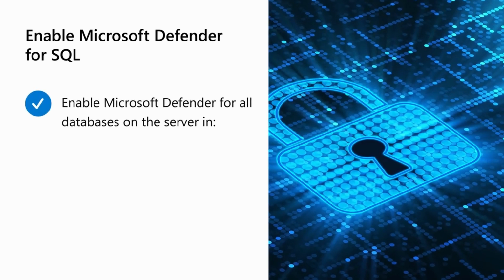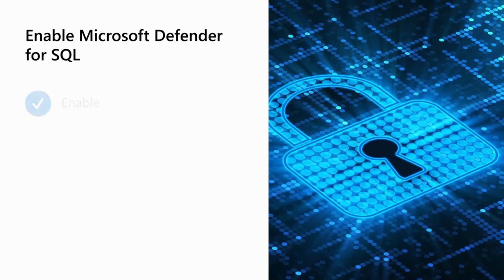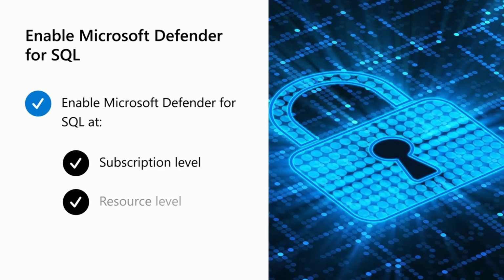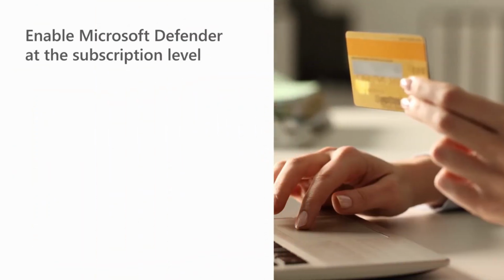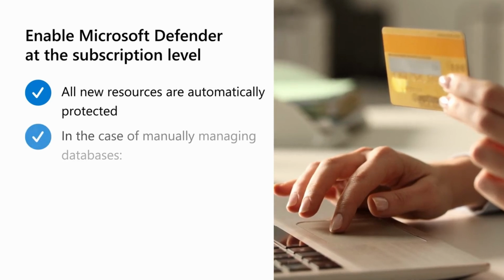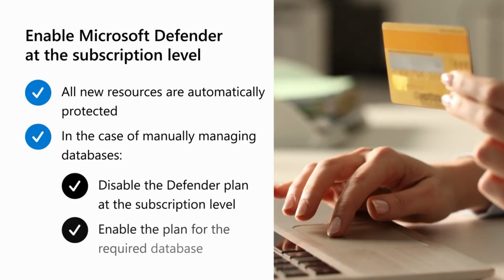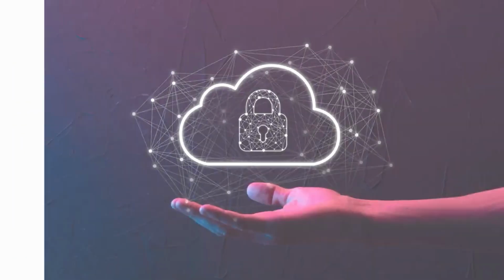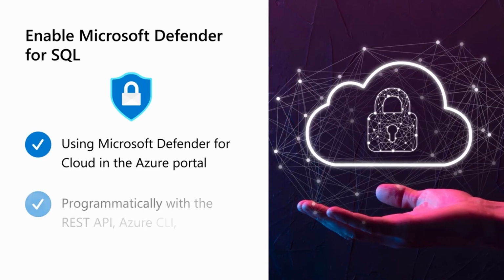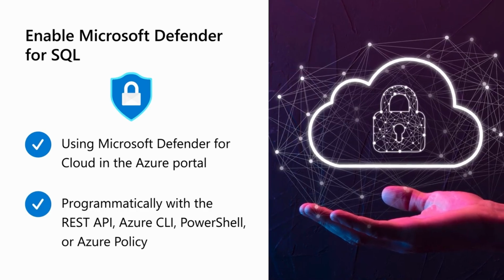You can enable Microsoft Defender for all databases on your Azure server or your SQL managed instance with one select. There are also multiple ways to enable Microsoft Defender plans. You can enable it either at the subscription level or resource level. It's usually recommended to enable it at the subscription level so that all the new resources are automatically protected. If you want to manage the databases that need to be protected manually, disable them at the subscription level and enable each database you want to protect. You can enable Defender for SQL using Microsoft Defender for Cloud in the Azure portal or programmatically with the REST API, Azure CLI, PowerShell, or Azure Policy.